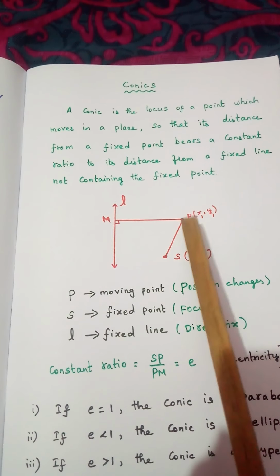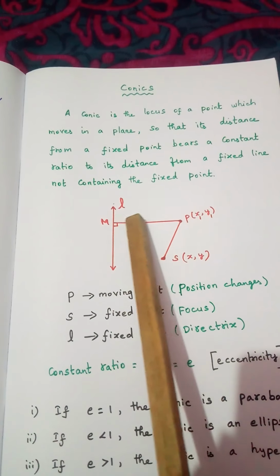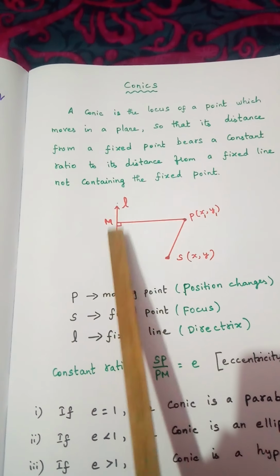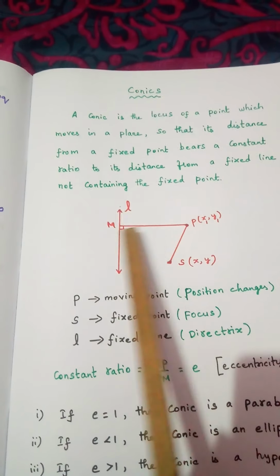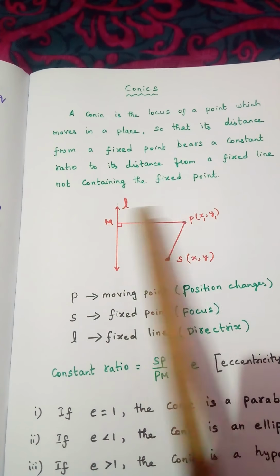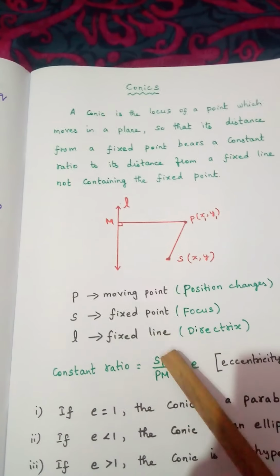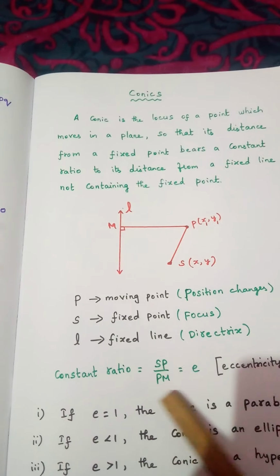Again I repeat, P is a moving point. Wherever it is, from there we are drawing a perpendicular line to this fixed line L. That end point is called M. So calculate this distance PM. So SP divided by PM. This is a ratio, right? SP by PM is nothing but a ratio.